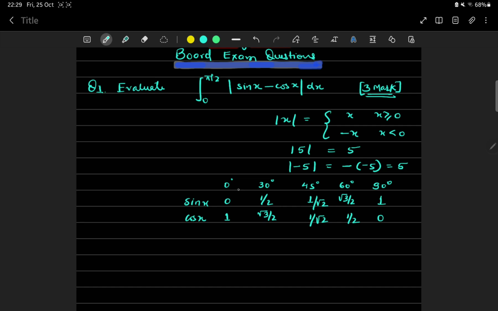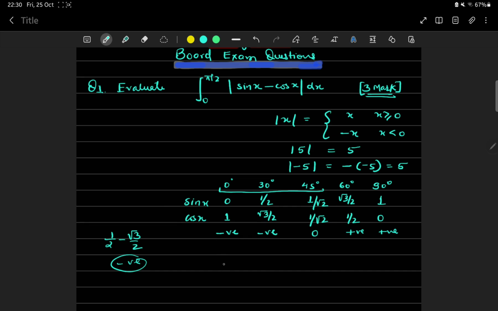Now if you look at the values of these functions from 0 to 45, what will be the result if you subtract sin x minus cos x? For example 0 minus 1, you will get a negative value. Here also 1 by 2 minus root 3 by 2 gives a negative value. So here we are getting negative values, and at 45 we will get 0. From here onwards we will get positive values, for example sin x minus cos x with 1 minus 0 is positive.